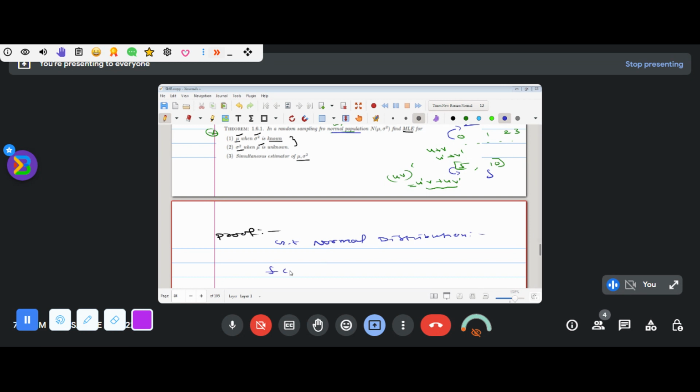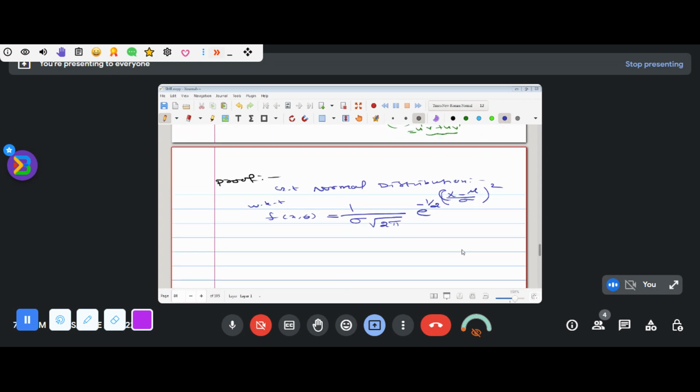That means f of x comma theta, in the one dimensional case, is equal to 1 by sigma into root of 2 pi, e power minus 1 by 2 into x minus mu divided by sigma, the whole square. This is the formula for the normal distribution.